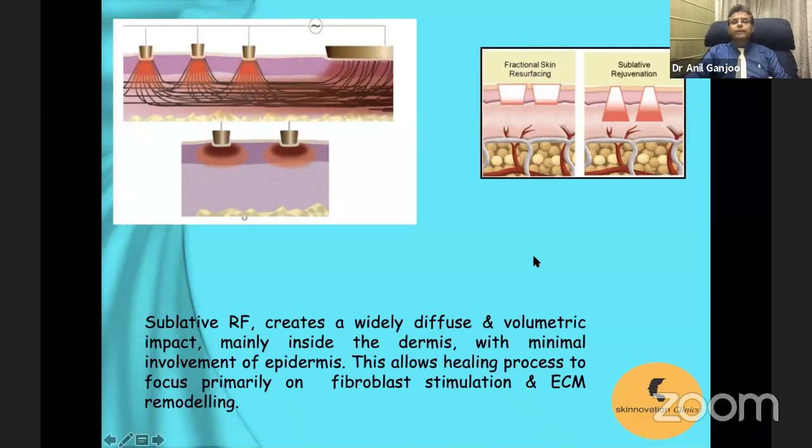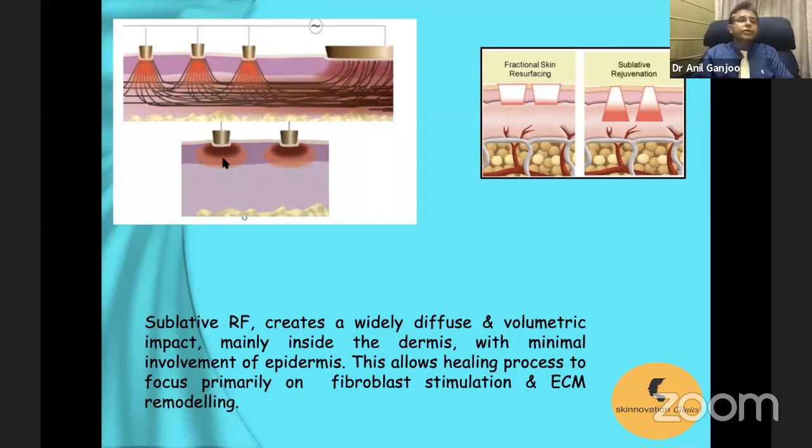the scar considerably. Now, after the microneedle radiofrequency, let's move on to another radiofrequency fractional resurfacing device called the sublative radiofrequency. Now, what is sublative? Sublative means that you do not produce ablation at all. You do not send needles into the skin. You just place electrodes on the top of the skin.